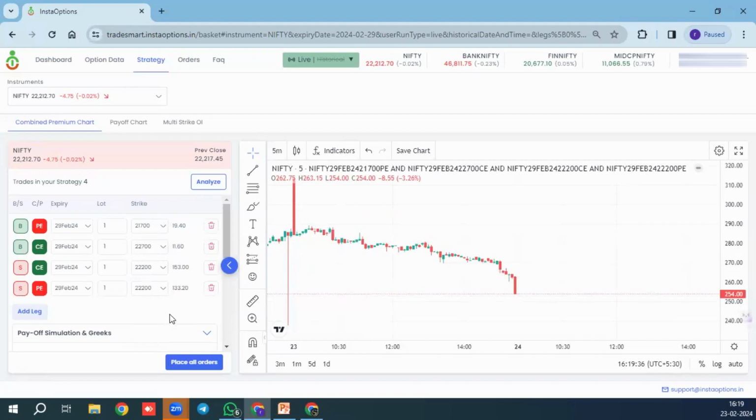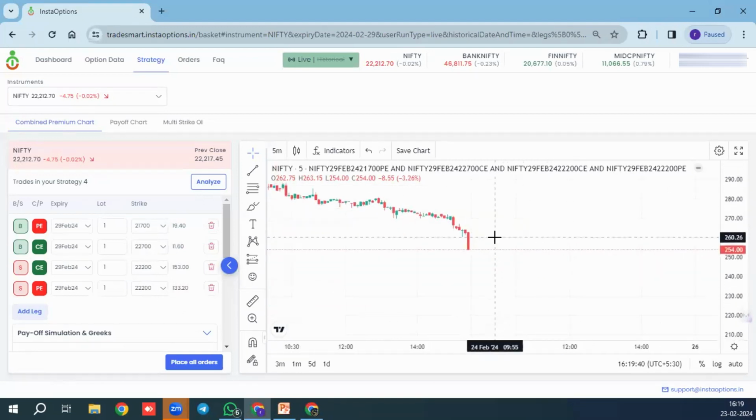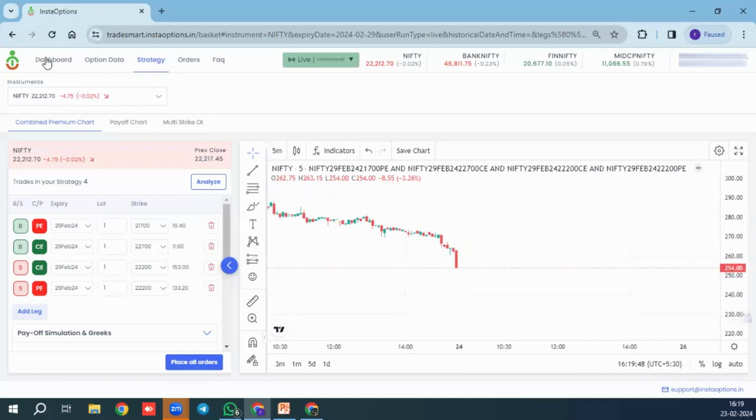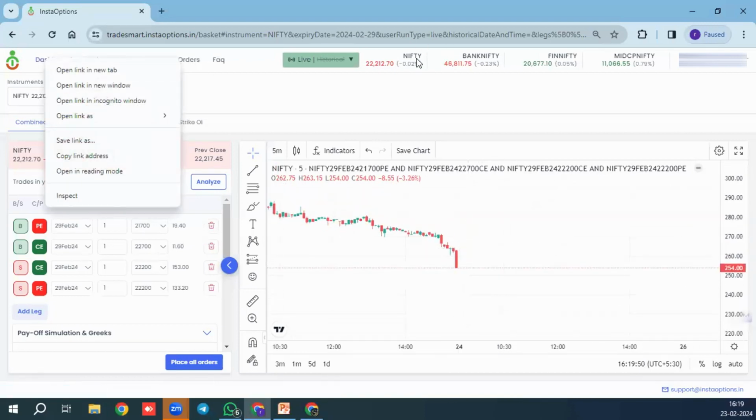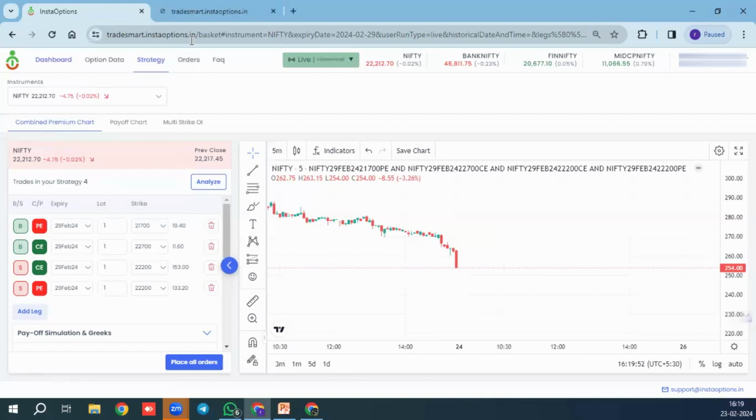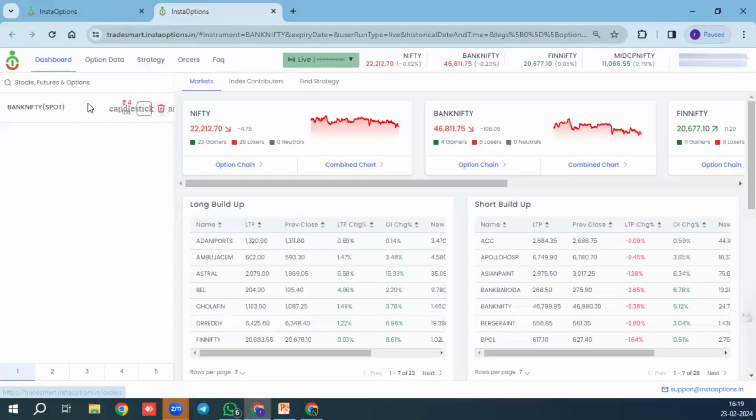And when you have the combined premium chart here, you can do an easy thing. You don't have to place a stop loss for each and every leg. If you place a stop loss, let's say today, just a minute, let me open the Nifty chart here. One big advantage of our InstaOptions platform is you can find everything here. You have TradingView charts here, you can place orders here, and you can see your orders also here.